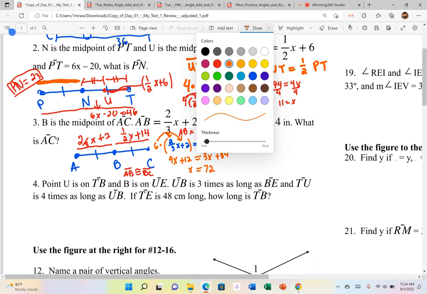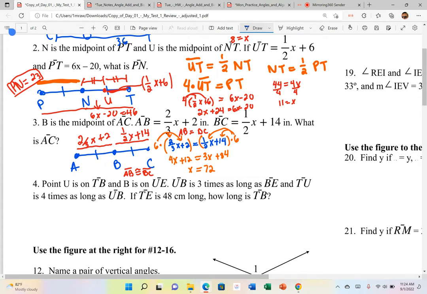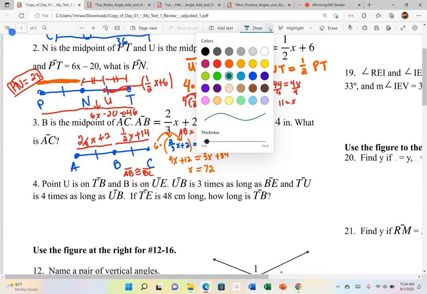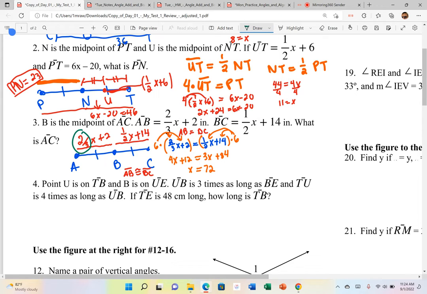Okay? Now, my personal opinion, since 72 is an even number, right? Instead of putting it in the 2/3 expression, I'm going to put it in the 1/2 expression. Okay? So 1/2 of 72 plus 14. 1/2 of 72 is 36. 36 plus 14 is 50.